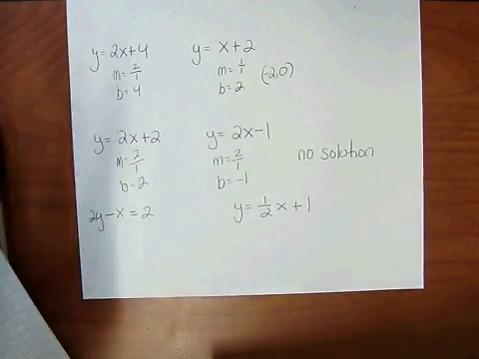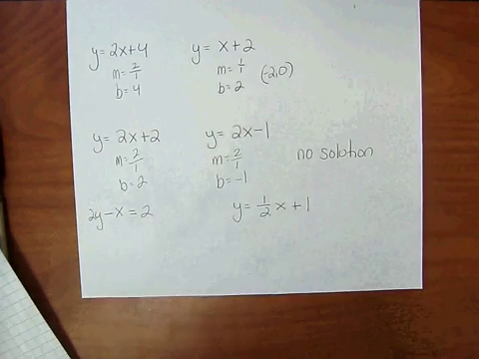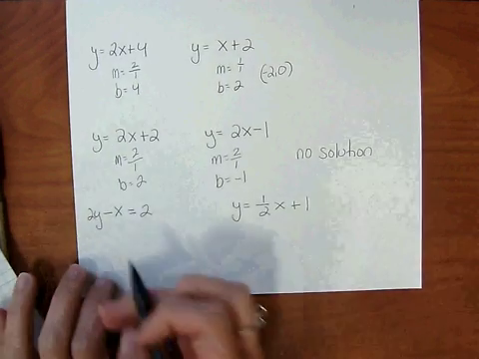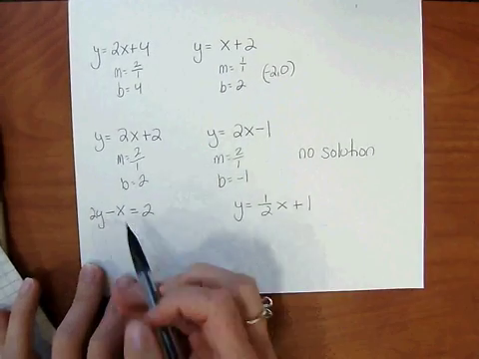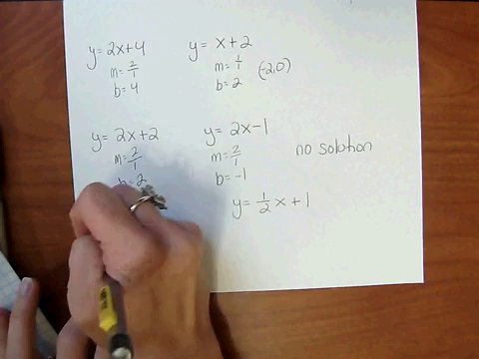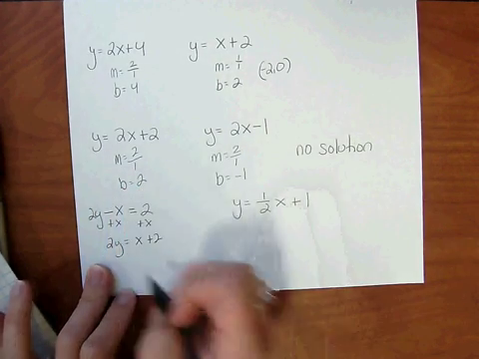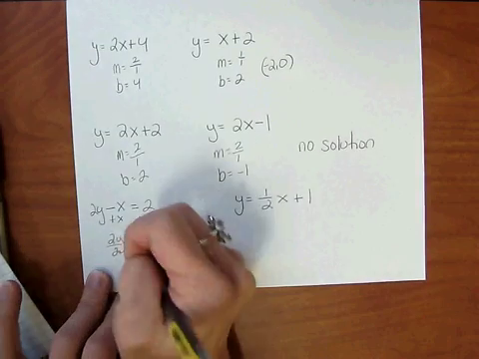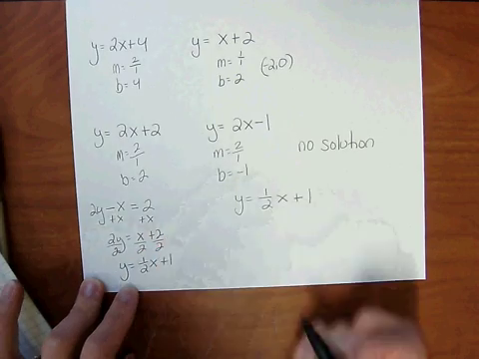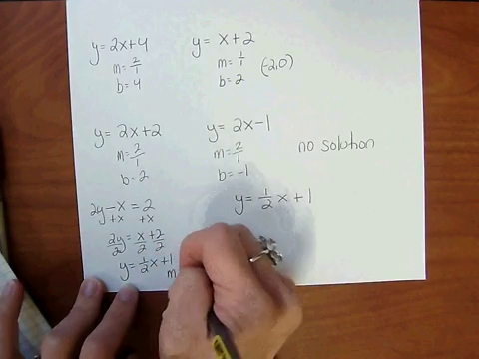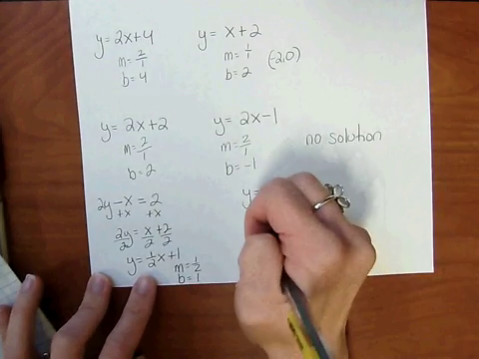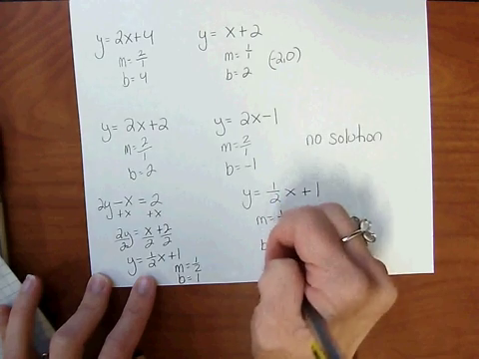In our last system, this first equation is not in slope-intercept form. So before we can figure out slope and y-intercept, we got to rearrange this equation. So we want to make it y equals mx plus b, y equals. So add x to both sides, 2y equals x plus 2. Solve for y, divide by 2. Divide everything on the right by 2. So this is going to become y equals 1/2 x plus 1. Slope is 1/2, y-intercept 1. For the second equation, slope is 1/2, y-intercept is 1.